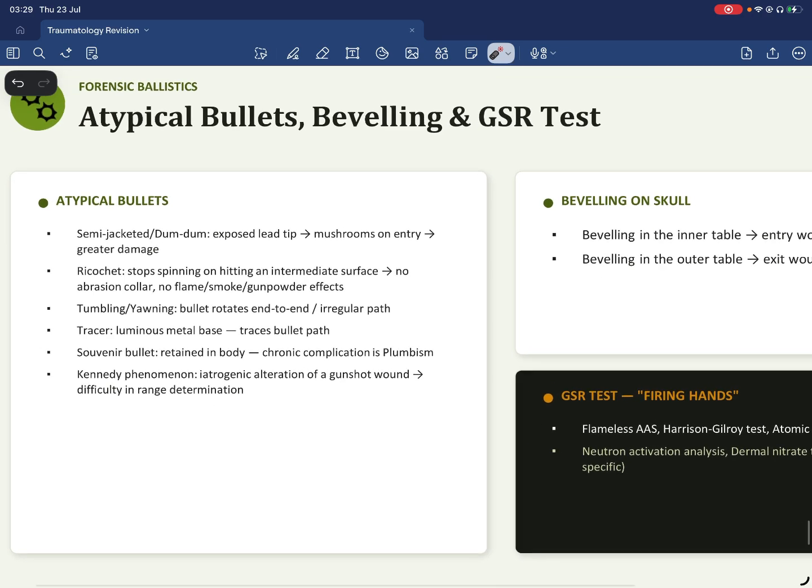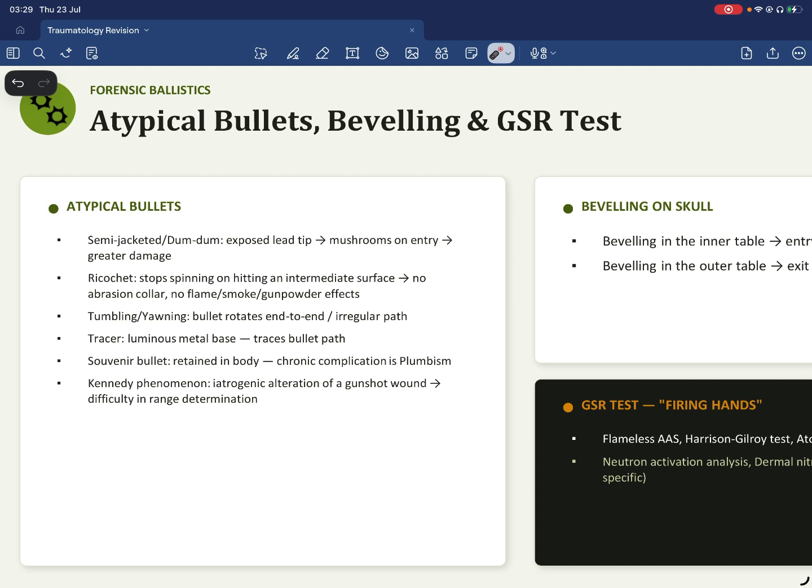Atypical bullets. We have semi-jacketed or dum-dum bullets. We have an exposed lead tip, which mushrooms on entry, leading to greater damage. A ricocheting bullet stops spinning on hitting an intermediate surface. There is no abrasion collar seen. There is no flame, smoke, or gunpowder effects.